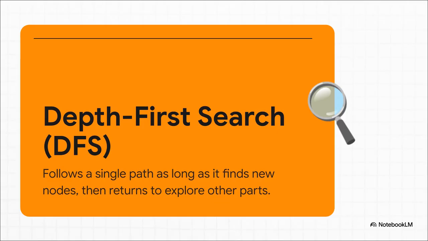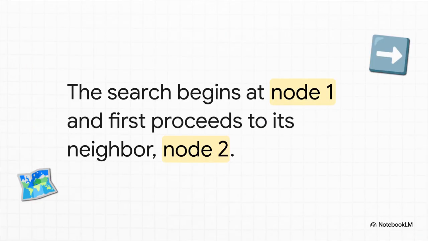And here's the textbook definition you'll want to remember. DFS is an algorithm that explores as far as it can along each branch before it has to backtrack. It's all about that single-minded focus, going deep down one path at a time. Okay, let's watch it in action.